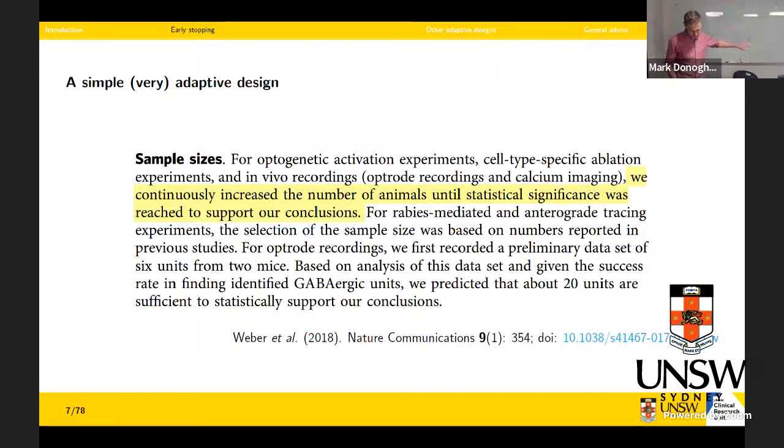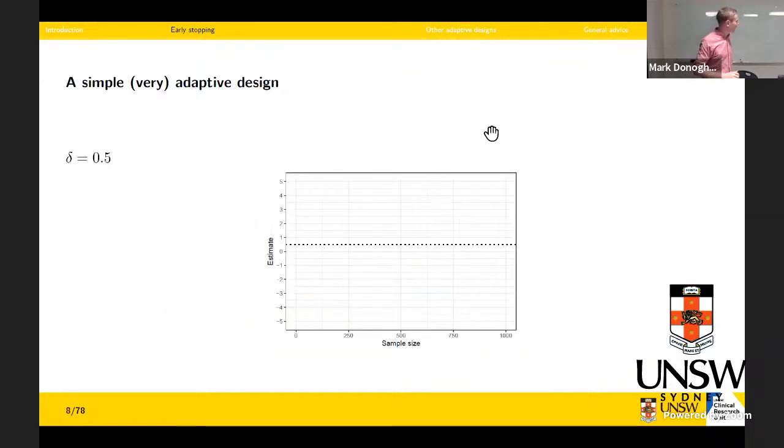So this was published not so long ago. Someone said their sample size justification was that they continuously increased the number of animals included in the study until they got statistical significance to support their conclusions. So this is very adaptive because they're kind of checking the results after every sample is added and deciding whether to continue or stop at that point.